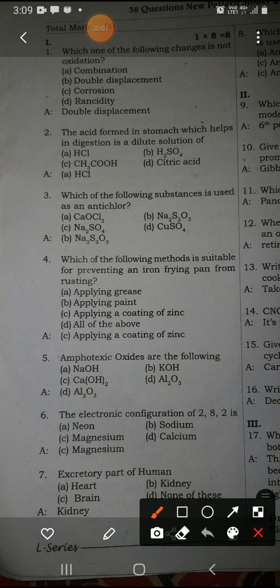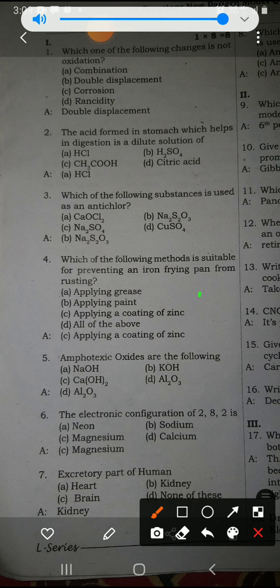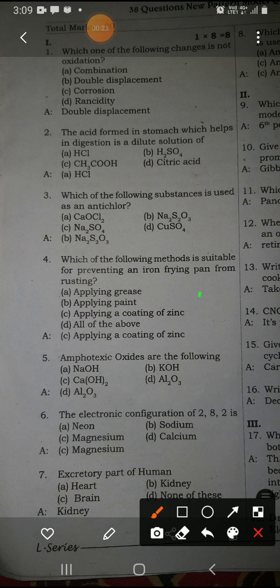Today, 8th of June, let's try to discuss another set of MCQ questions, multiple choice questions, and one mark questions. Today we shall discuss 8 MCQ questions and 8 one mark questions, that is 16 questions. So, without further delay, let's try to solve it.